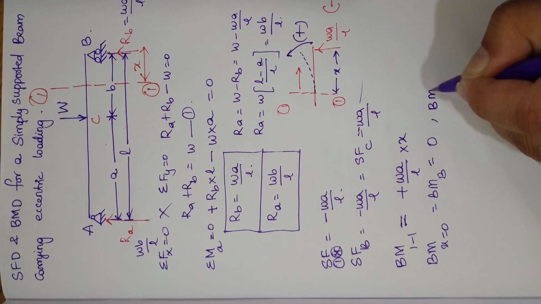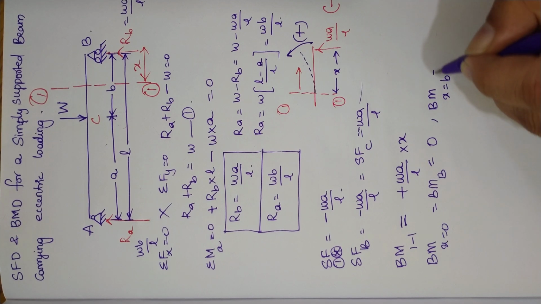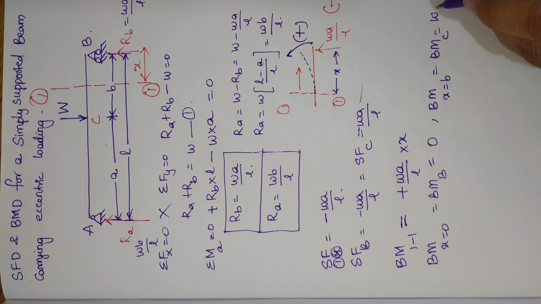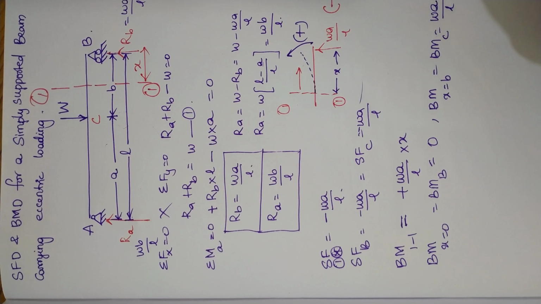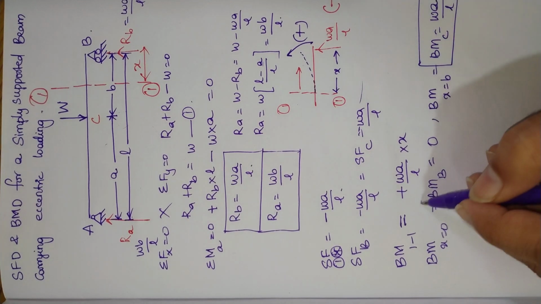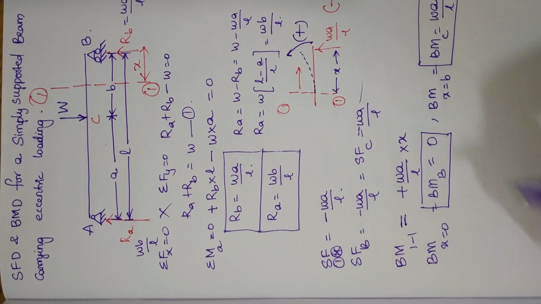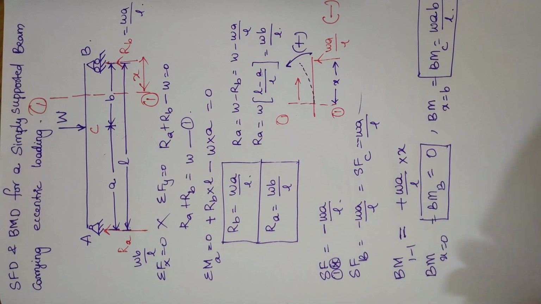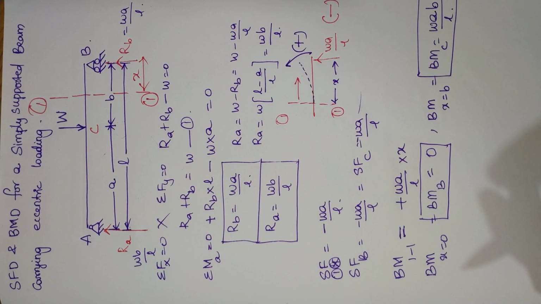Similarly, bending moment at any point x is equal to b. That means bending moment at point C will be equal to W multiplied by A multiplied by B divided by L. So we got bending moment at point C, which is equal to WAB by L. Now we got bending moment at point B, which is equal to 0. So I told you a trick that bending moment for a simply supported beam near the supports will always be equal to 0, and shear force will be equal to the support reactions itself. Okay, now we got two bending moments here.